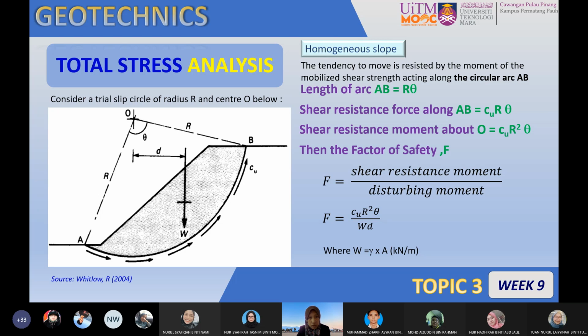So the shear resistance moment is Cu r squared theta, and the disturbing moment is Wd. Therefore, the FOS is calculated as you see here: Cu r squared theta over Wd. So Wd is the disturbing moment, while the upper part is the shear resistance moment. So what is W? W is the volume times the unit weight of the soil above the slip circle, so it is the area times the unit weight of the soil.